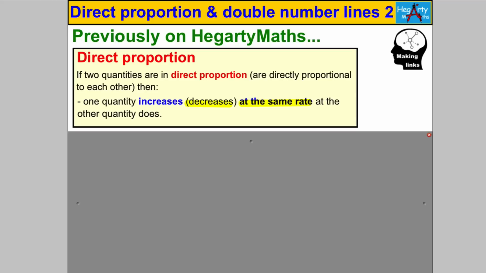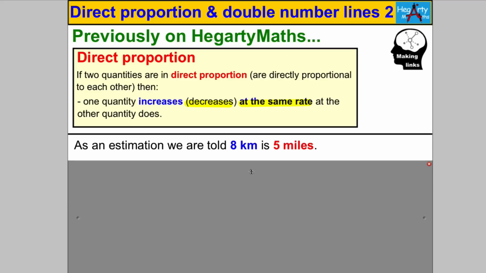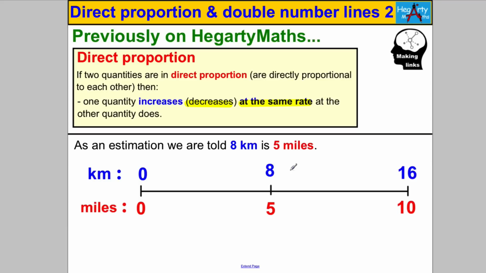And just to remind you of that definition a little bit further, I want to just talk about the double number line again and some of the things we learnt from the double number line. Now, do you remember we had as an estimation that 8 kilometers was 5 miles, and we could have drawn the following double number line? We learnt that you can double your number of kilometers. 8 multiplied by 2 gives you 16, and when you do that you must also double your number of miles, so 5 multiplied by 2 would give you 10 miles. Okay, so that is what we learnt.